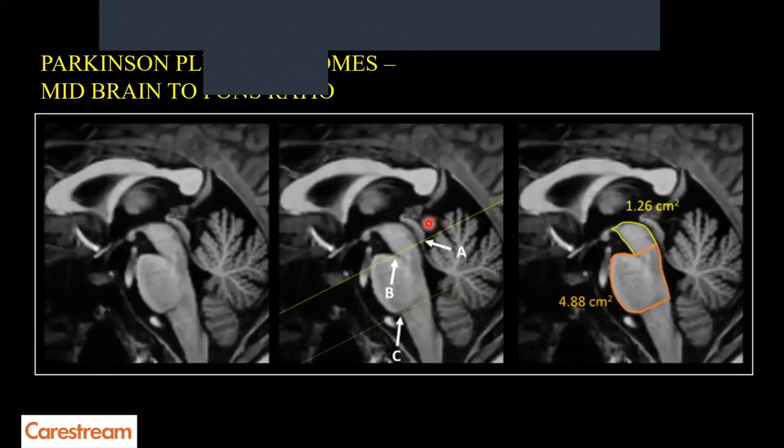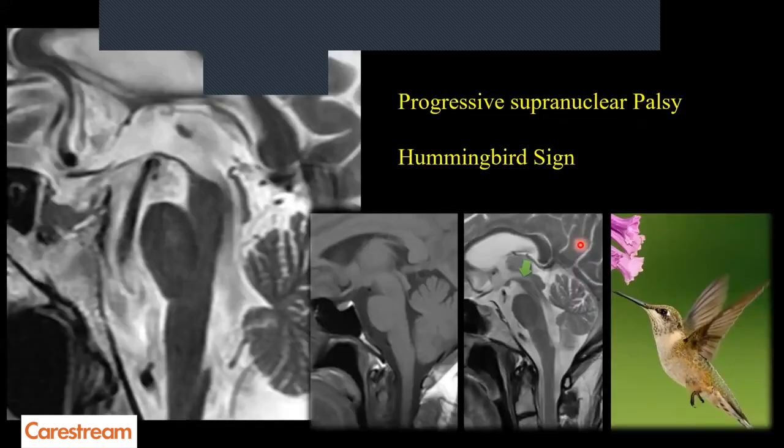Next important thing here, from a measurement perspective, is your midbrain to pons area ratio, which you can measure like this, how it has been marked. And the importance of this is in cases of Parkinson plus syndrome. So all of us know that in progressive supranuclear palsy, there is going to be midbrain atrophy. So therefore, this area ratio will be reduced. So midbrain to pons area ratio is important in these scenarios.